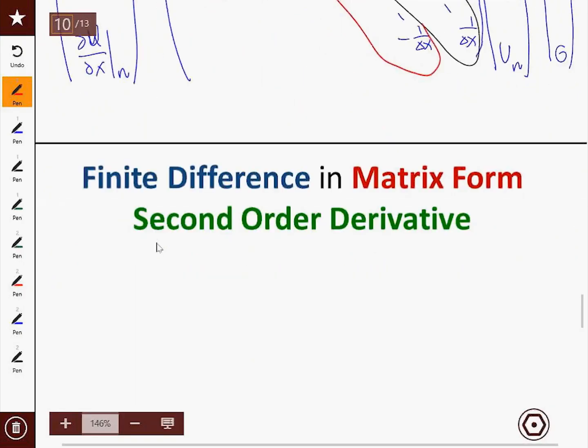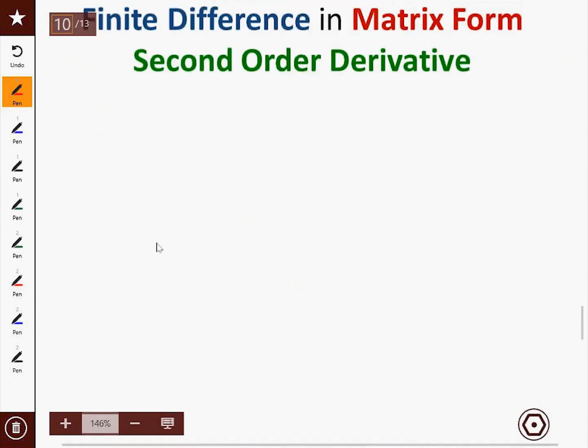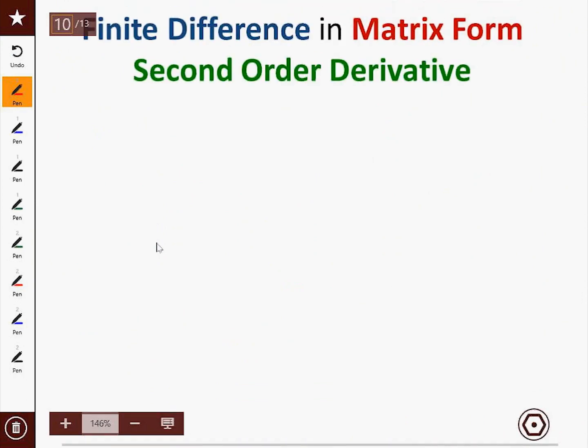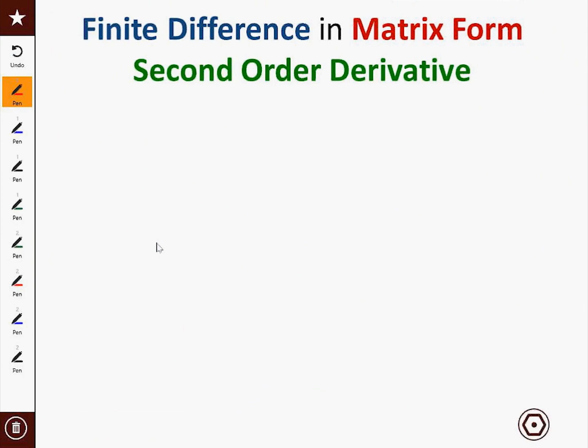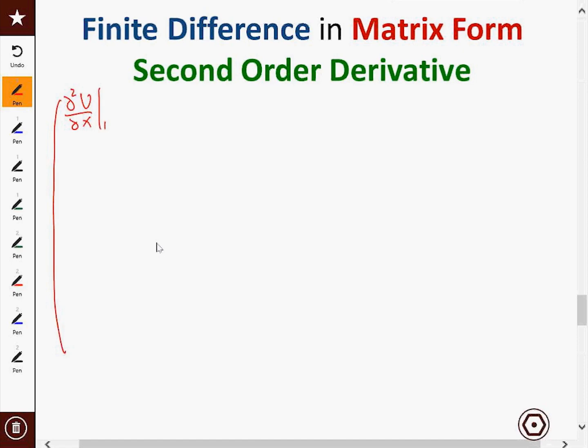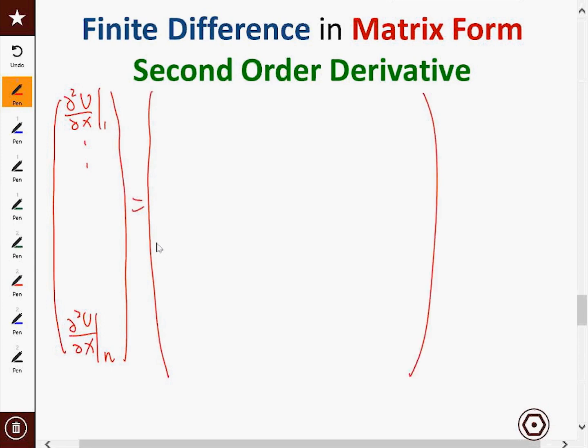All right. Okay. I'm just going to very quickly also give you the finite difference form, the matrix form of the second order derivative, right? The matrix form of the second order derivative is, if you have the second order derivative of u at 1 and the second order derivative of u at n, again equal to this matrix. And again, let's assume it's periodic boundary condition, so we don't have to worry about the boundary condition for now.